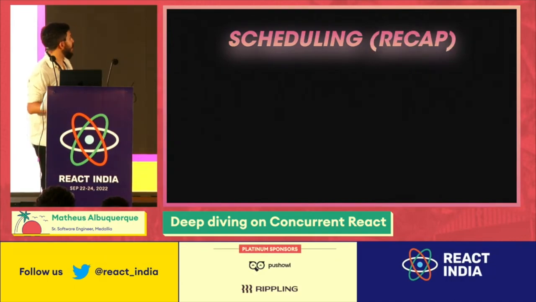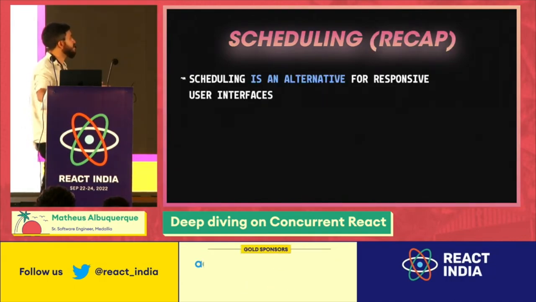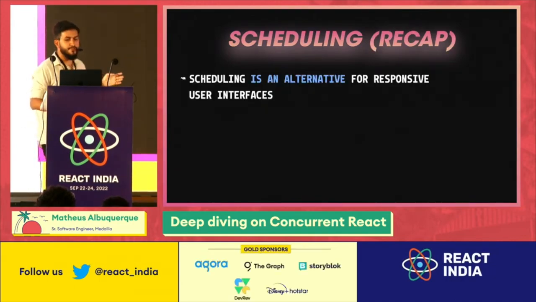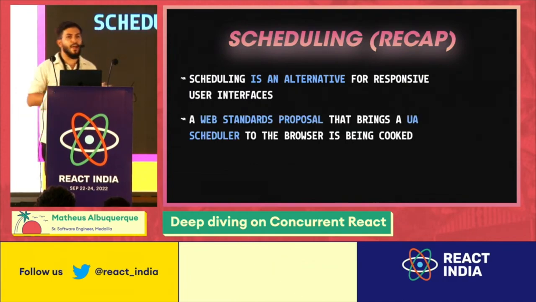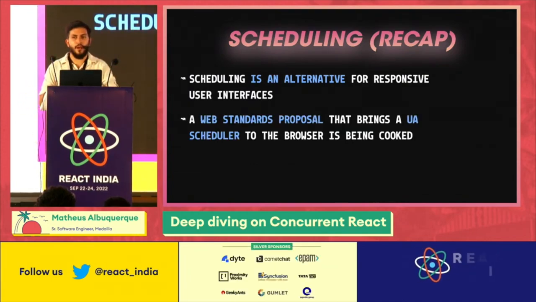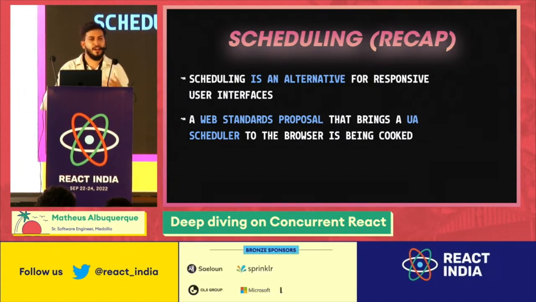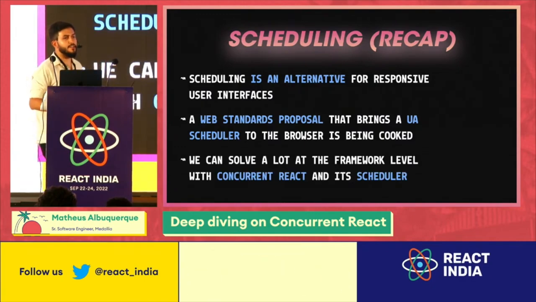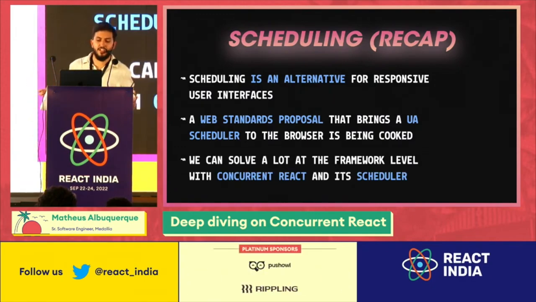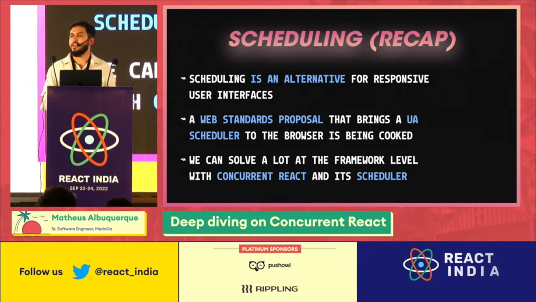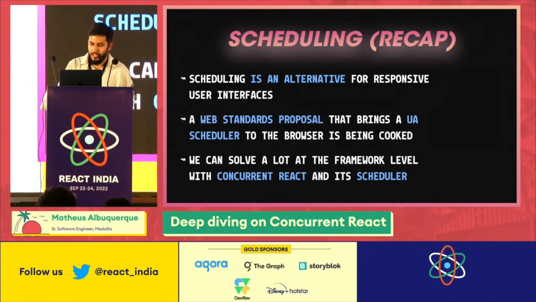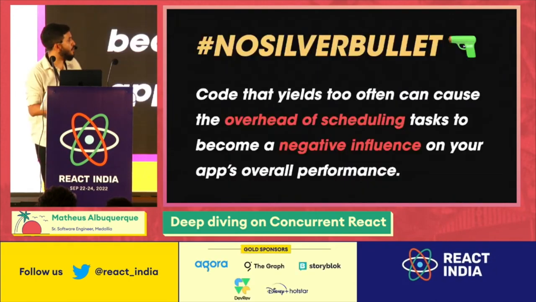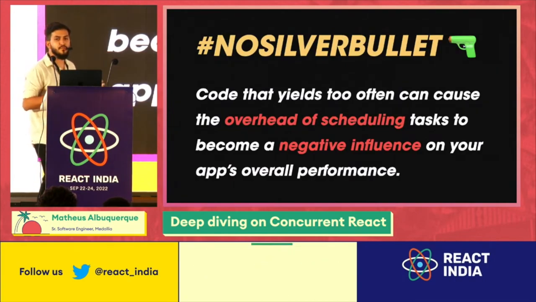So to recap scheduling, it is an alternative for responsive user interfaces. We have a web proposal that's on the way. There's going to be a more united and more stabilized way to do scheduling. But in the meantime, we can solve a lot at the framework level or at the application level with Concurrent React and its scheduler. And before we move forward, it's always important to remember that there is no silver bullet.